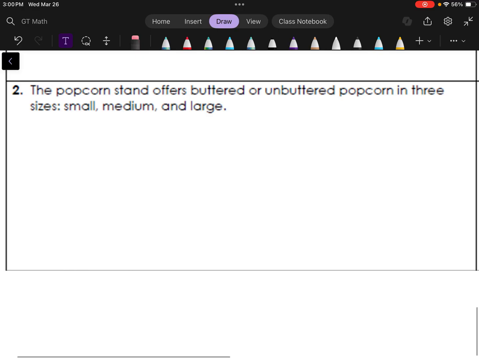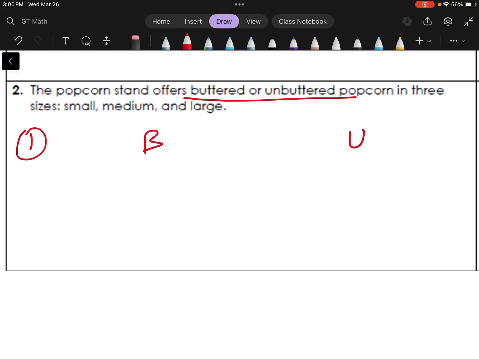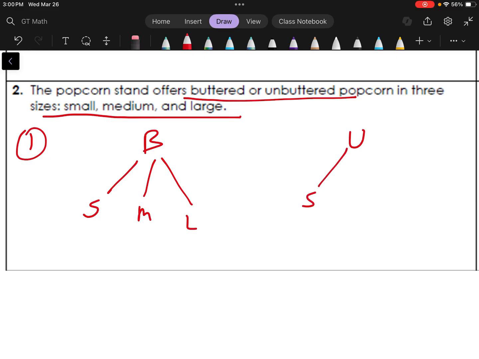So let's do one more though. The popcorn stand offers buttered or unbuttered. That's 2 choices. So event 1, I'm going to have buttered or unbuttered. And then I can choose small, medium, or large. So I could get buttered and I could get small, medium, or large. Same thing if I got unbuttered: small, medium, and large, right? That's 2 options times 3 options, which is 6.